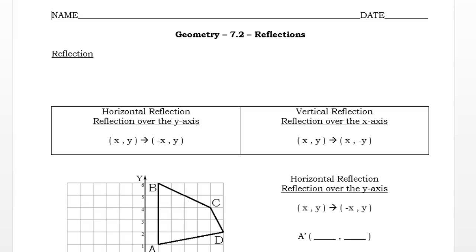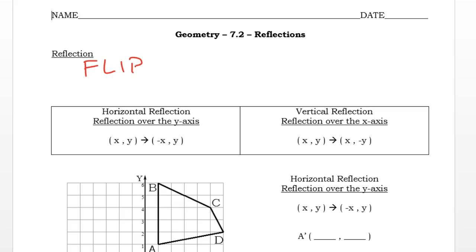This is Geometry Lesson 7.2, and in this lesson we're going to talk about a new transformation called reflections. A reflection is a fancy way to say flip. You can think about seeing your reflection in the mirror. You see a mirror image of yourself, basically flipped over.